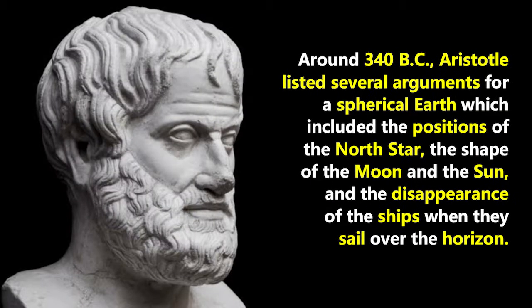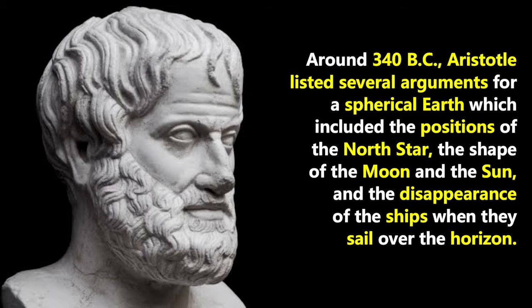Around 340 BC, Aristotle listed several arguments for a spherical earth, which included the positions of the North Star, the shape of the moon and the sun, and the disappearance of the ships when they sail over the horizon.